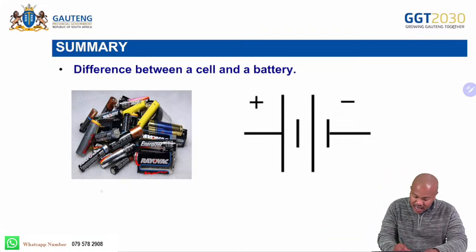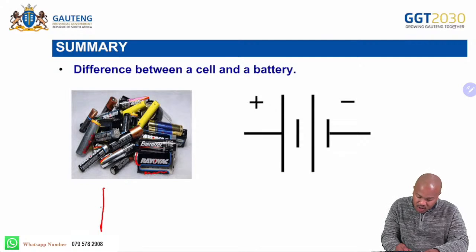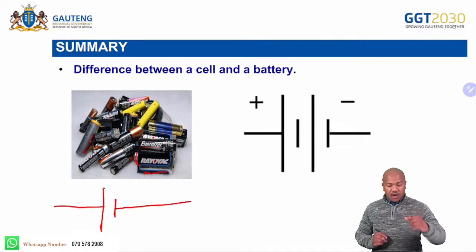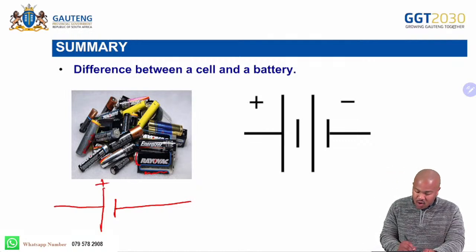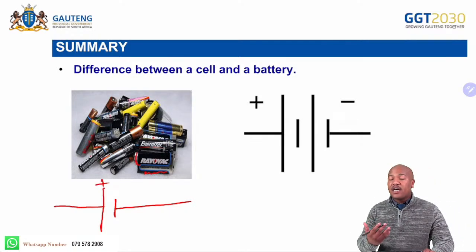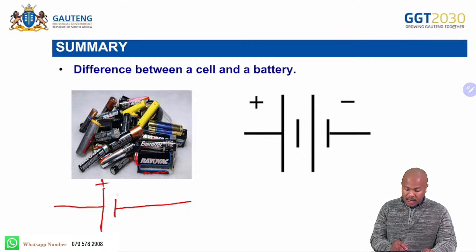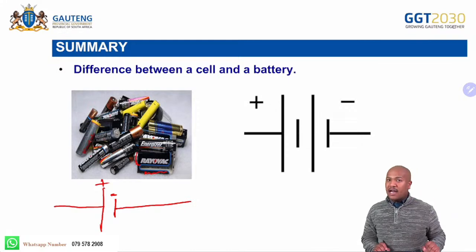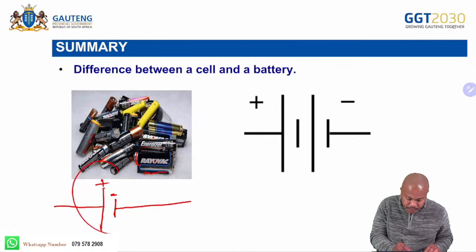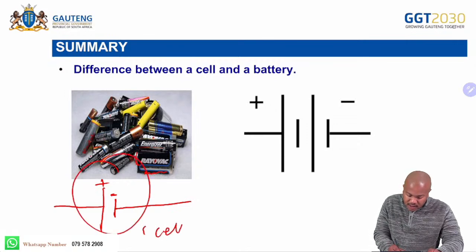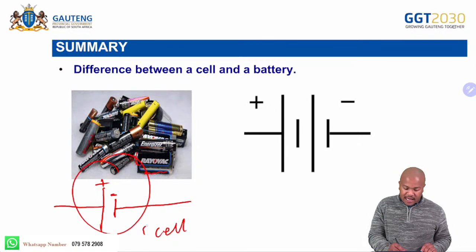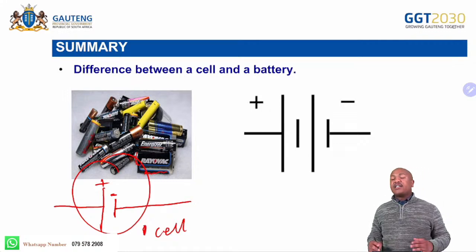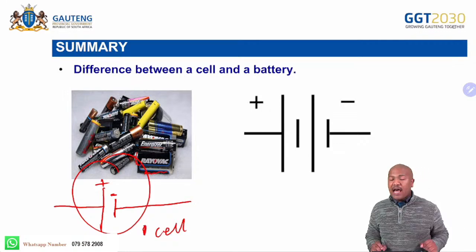And it is symbolized like this. It has one long line and a short line here. And those lines represent what? The long one represents the positive terminal of a cell. And the short one represents the negative terminal of the same cell. This is one cell. Are we together? It has a positive terminal and a negative terminal.